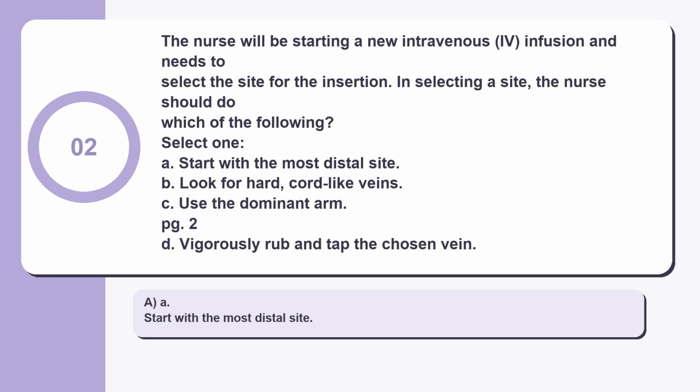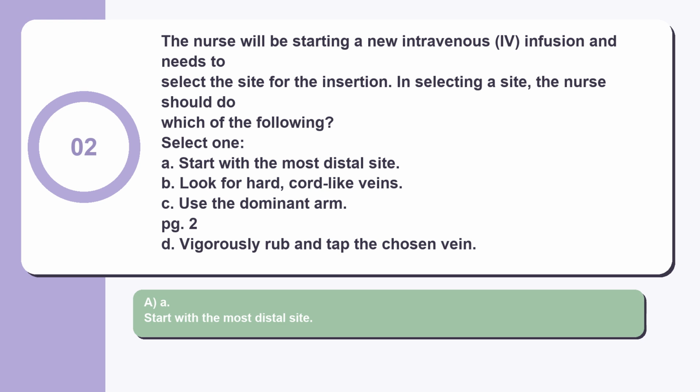Question 2. The nurse will be starting a new intravenous infusion and needs to select the site for the insertion. In selecting a site, the nurse should do which of the following? Select 1. A. Start with the most distal site. B. Look for hard, cord-like veins. C. Use the dominant arm. D. Vigorously rub and tap the chosen vein. Answer: A. Start with the most distal site.